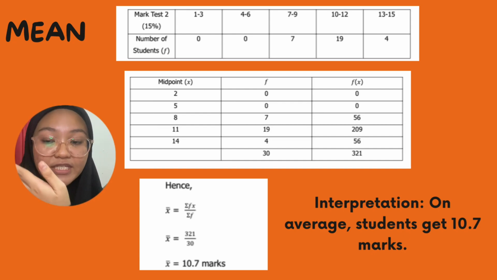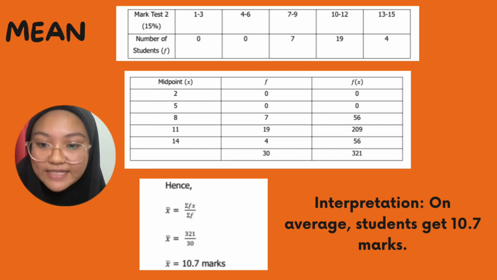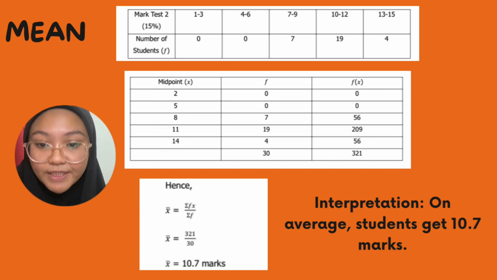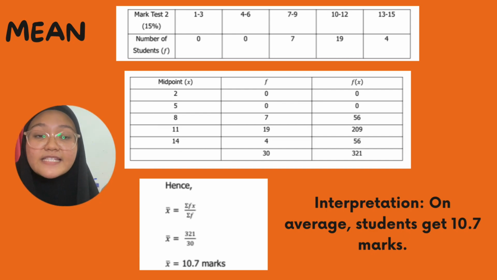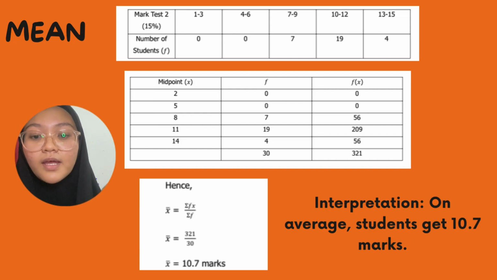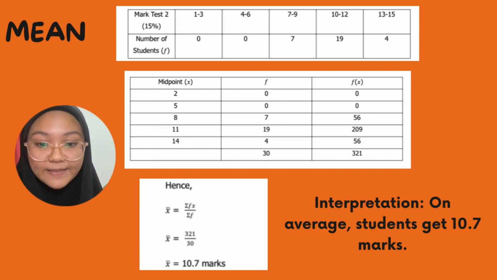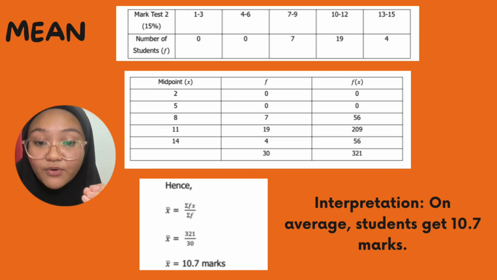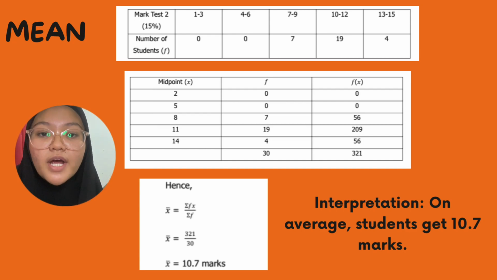For the midpoint, as you can see in our slides, we have listed 2, 5, 8, 11, and 14 as the midpoints for each class interval. F is basically just the frequency that we gained from the grouped data frequency, and the total of F is 30. Meanwhile, Fx is the frequency times the midpoint, which gives the answers 0, 0, 56, 209, and 56. The total of Fx is 321.